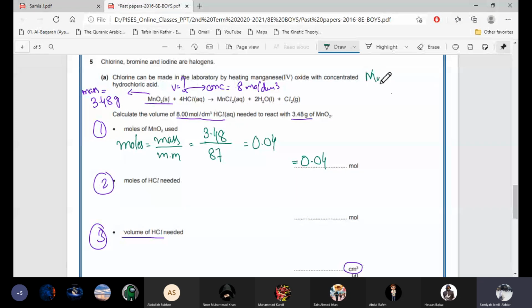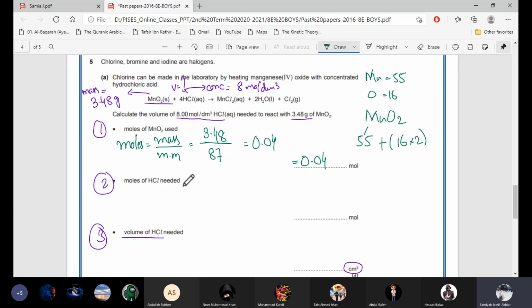Manganese RAM is 55 and oxygen is 16. So manganese oxide is 55 plus 16 times 2. So the answer is 87, the molar mass.